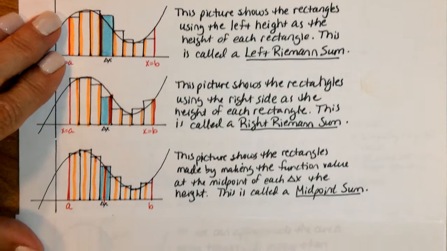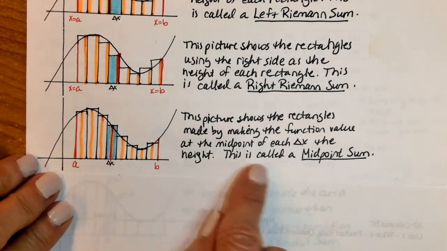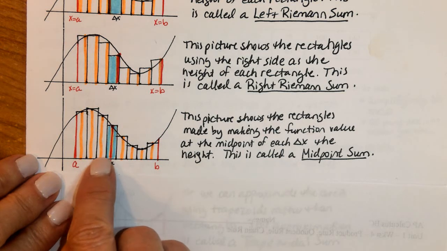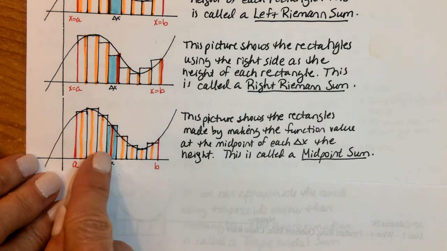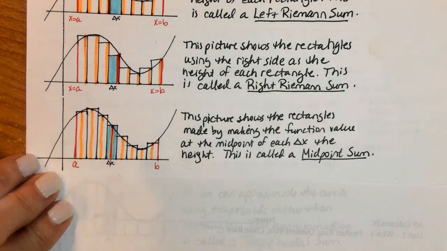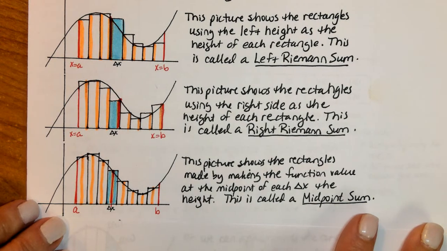We can also use not the left or the right, but the middle, the midpoint. In between each rectangle, use whatever the very middle x value is, and go up to that height. That would be the height of that rectangle. Which one do you think would yield the best approximation? Probably the midpoint sum, right?